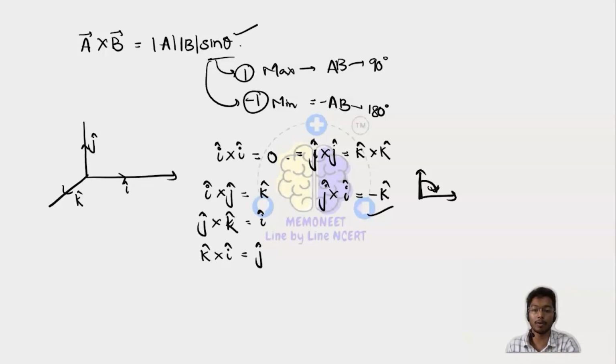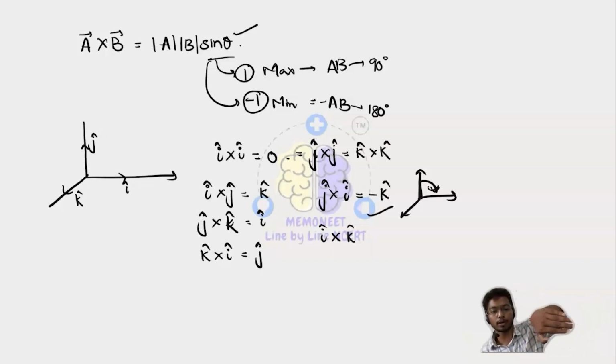Likewise, if we say i cross k, here it is i and here it is k, and I will put my fingers in the i direction, and I will curl my fingers in the direction of k. The thumb will be representing downwards, but the y axis is upward and the j cap is upward. As it is representing downward, we can write minus j. Okay, I hope you understand this concept.